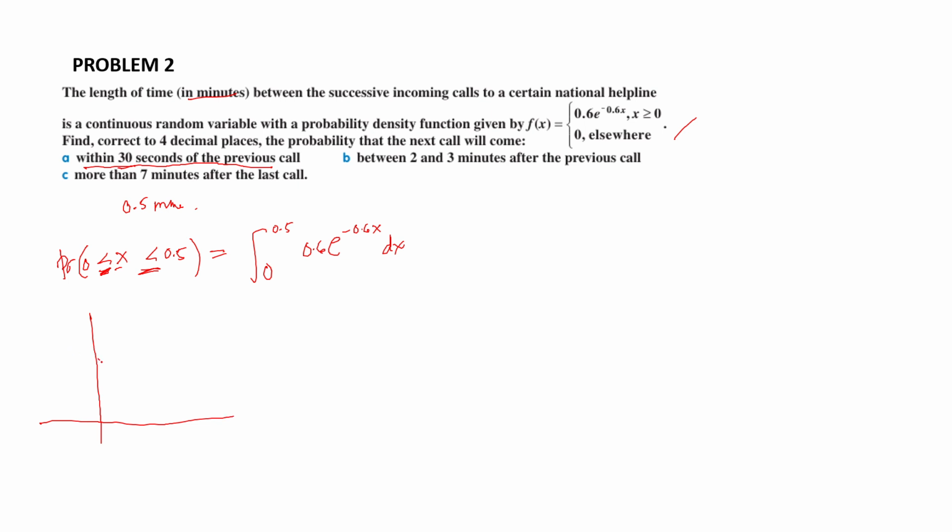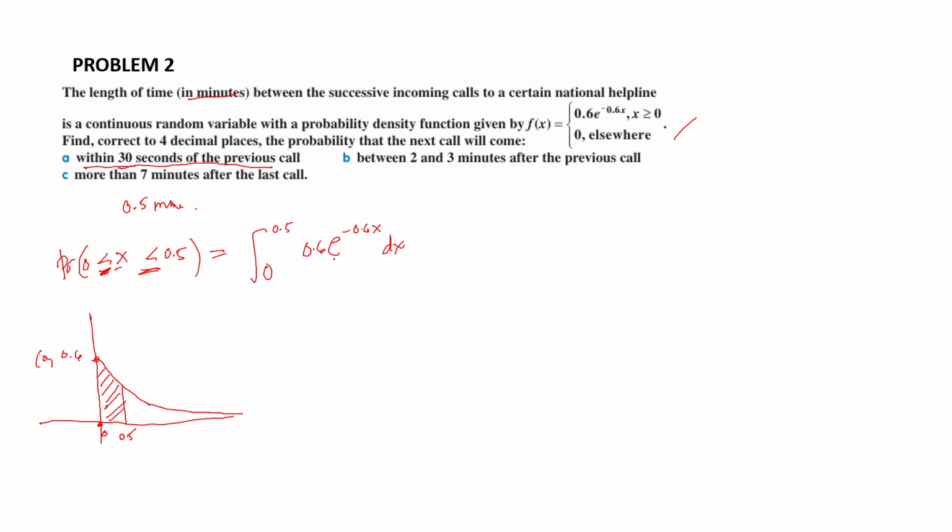It looks like this. Okay, from 0 to 0.6, since we're looking for within 30 seconds calls here, from 0 to 0.5.